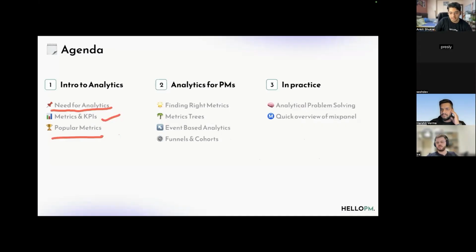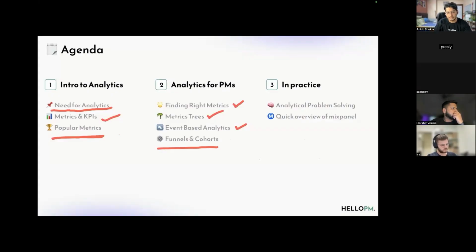Yes. Cool, guys. Then we are going to talk about some of the popular metrics that are common across the industries. Then I'll talk about how to find the right metrics, and a tool called metric trees. Then we'll talk in detail about what is event-based analytics. And then we'll talk about funnels and cohorts, how you can use these reports in order to improve your products. And then in the end, you'll understand how to do analytical problem solving. Then I'll give you a quick 5 minute overview of what is Mixpanel and how you can use this tool to make better analytics-driven decisions. Okay, so this is the agenda for today.